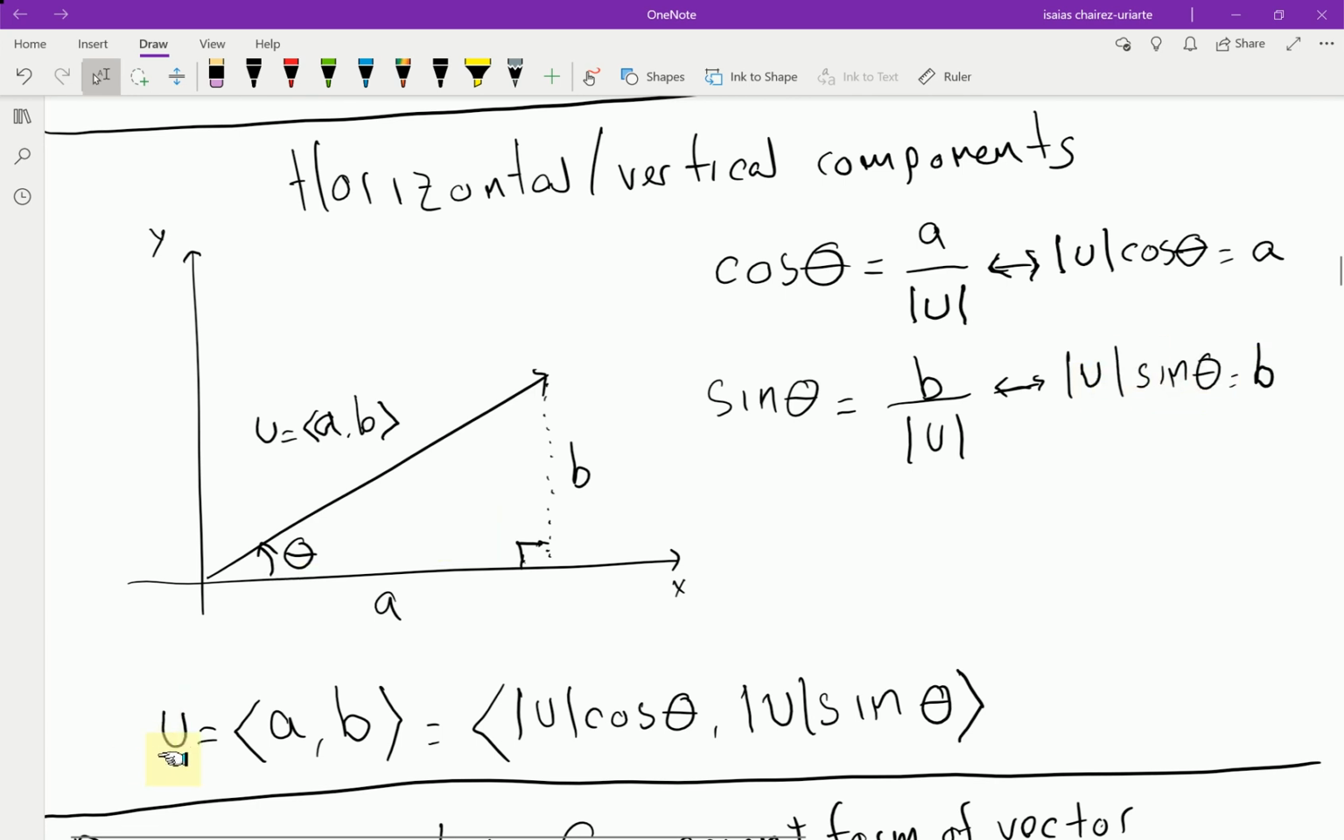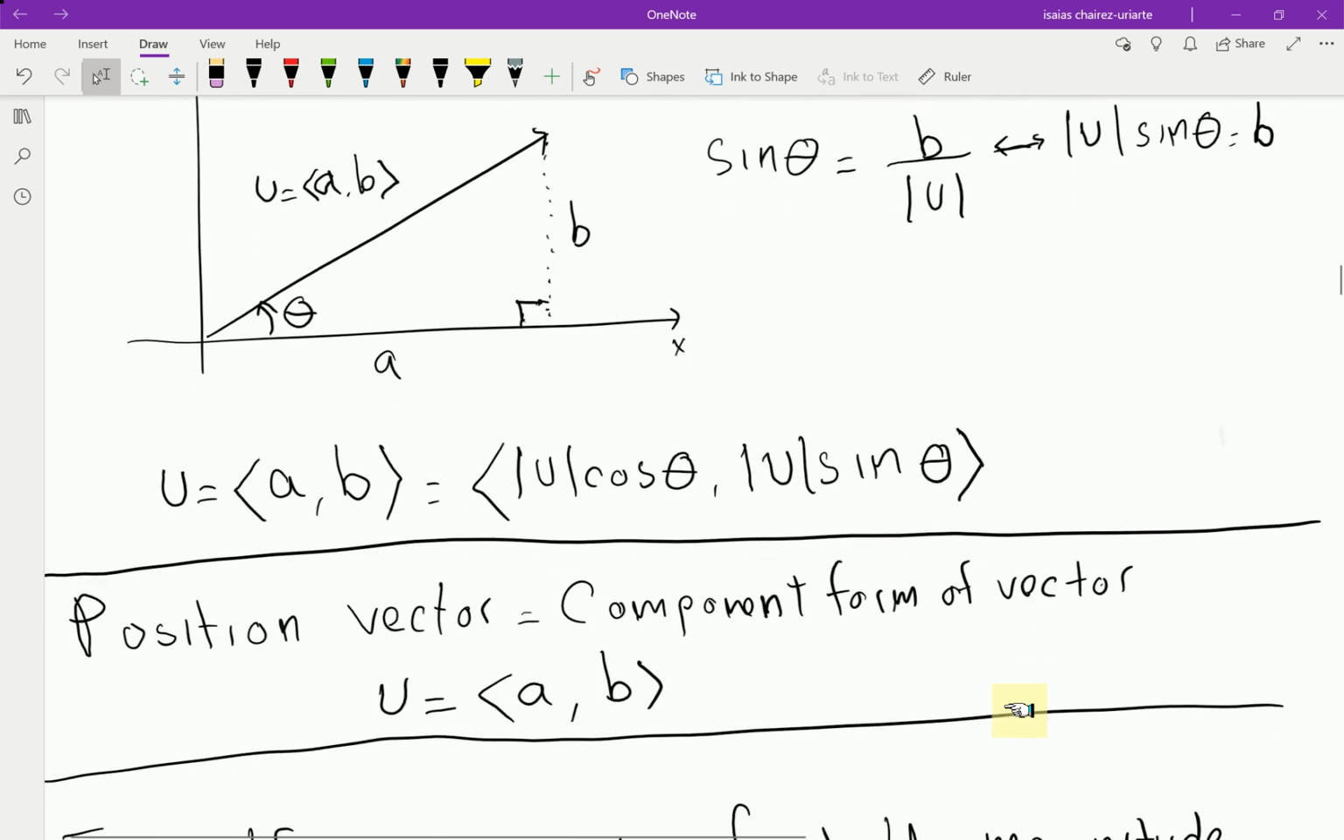So this vector u has horizontal component a. The horizontal component a is equivalent to the magnitude of the vector times cosine of theta. Theta is the positive angle between the x-axis and my vector. The vertical component can be thought of as the magnitude times sine of theta. So this is important right here. This can help us figure out the vertical and horizontal components of our vectors.